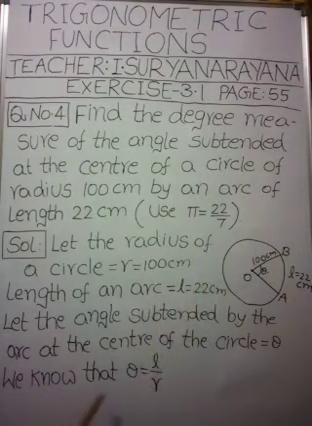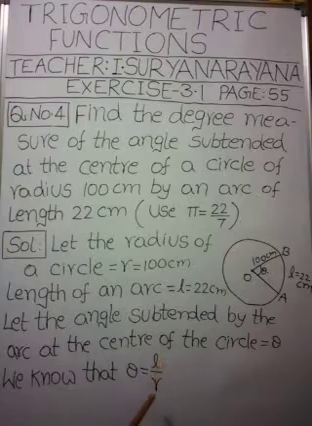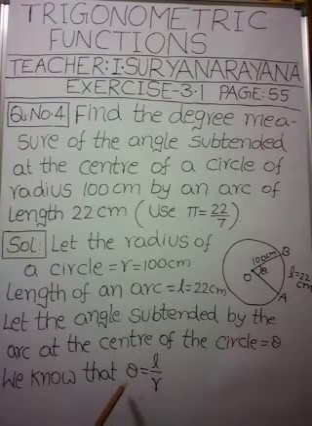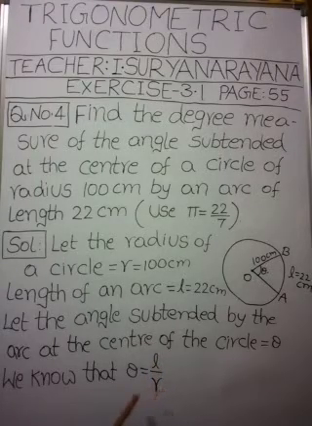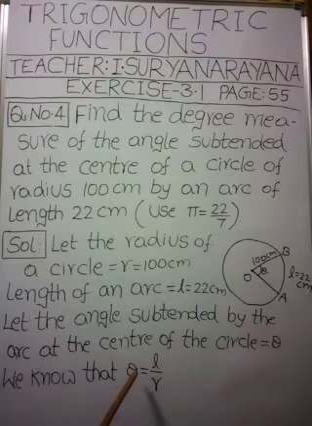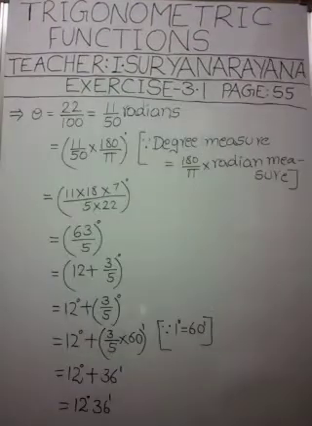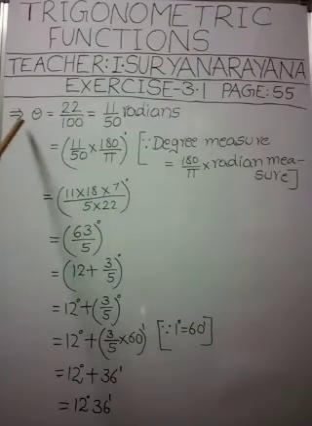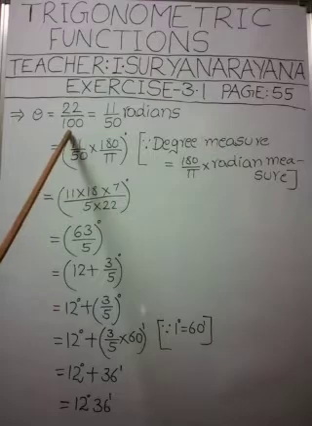Right. We know the relation between theta, L and R. What is the relation between theta, L and R? Theta is equal to L by R. Do you remember this formula, my dear children? Do you remember this relation between theta, L and R? This implies theta is equal to 22 by 100 radians.